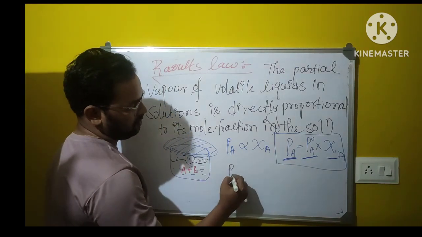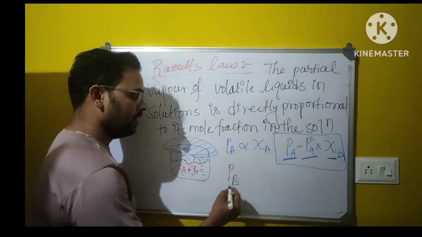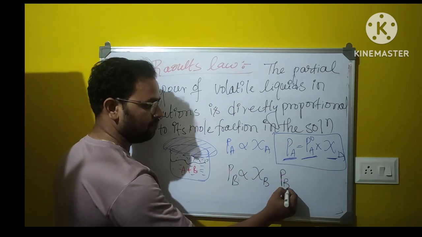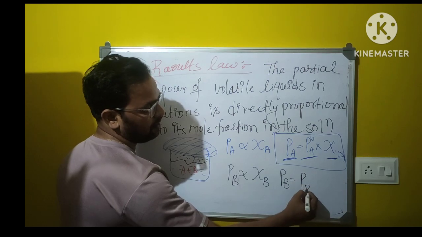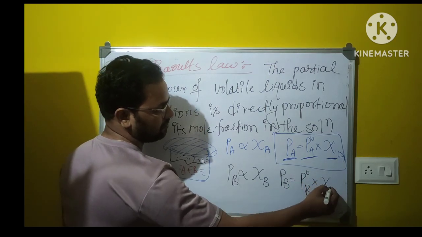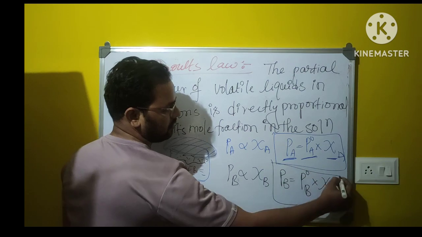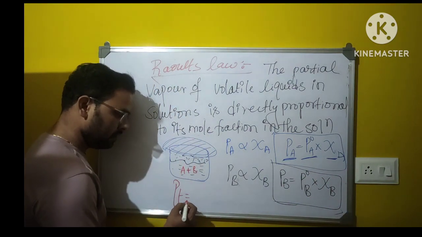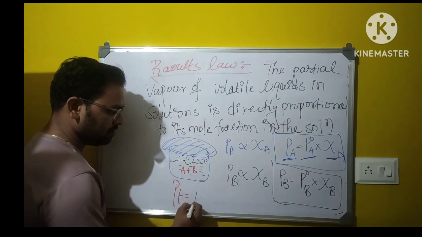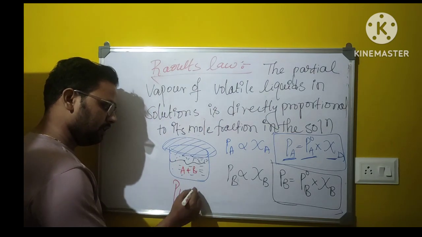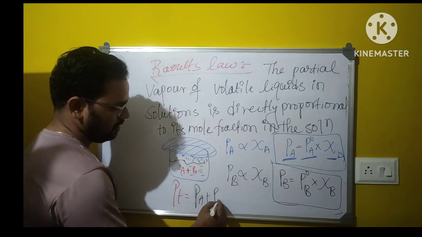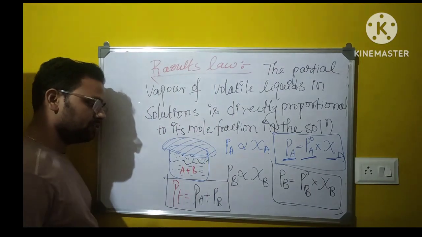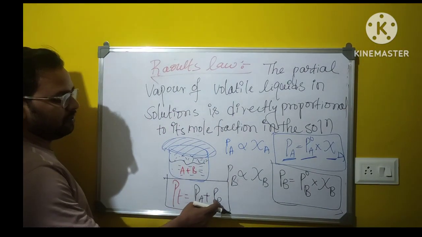Next, the partial vapor pressure of liquid B is directly proportional to its mole fraction. So the partial vapor pressure of B is equal to Pb naught into Xb. Now take the total pressure. The total pressure of a solution is equal to the sum of the partial vapor pressures of the individual liquids, Pa plus Pb. According to Raoult's law, the total pressure of a solution is equal to the sum of the partial pressures of A and B.